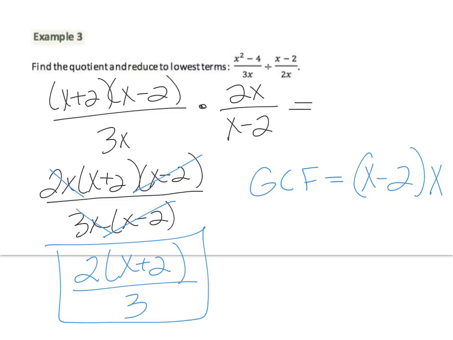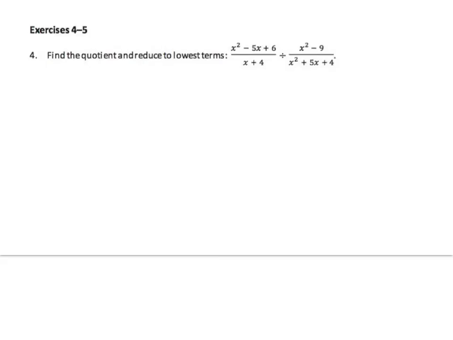Let's try a few exercises. Okay, we have number 4 and 5. We'll do number 4 together, and then you can do number 5 on your own. All right, let's factor and see what we can come up with. The numerator there factors: 2, let's see, (x - 2)(x - 3) over (x + 4).